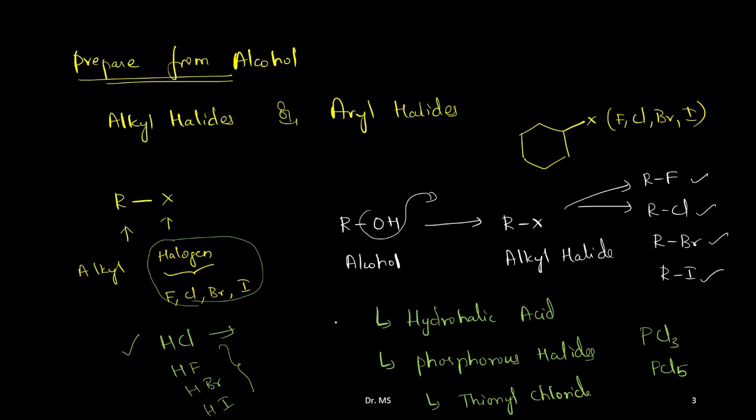First we'll talk about how we do it with the hydrohalic acid. Second, we'll see how we do it using phosphorus halide as a reagent, and how we do it using thionyl chloride to prepare the alkyl halides. So today we'll study how from alcohol you get the alkyl halides. In that, how we use hydrohalic acid, how we use phosphorus halide, and how we use thionyl chloride to derive the alkyl halide. So we'll see three different ways to prepare alkyl halide using alcohol.